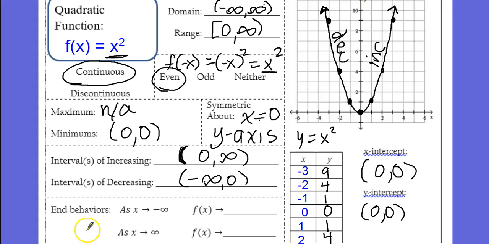Sorry about that. Okay, end behaviors. Since this is an even degree, a degree of 2, the end behavior should be the same. If it's an odd degree, then the end behavior should be opposite. So let's do this. As x approaches -infinity, what's your y approaching? Infinity. It's going up. As x approaches +infinity, y approaches infinity, because that 2 is an even degree, so the ends have to go in the same direction.